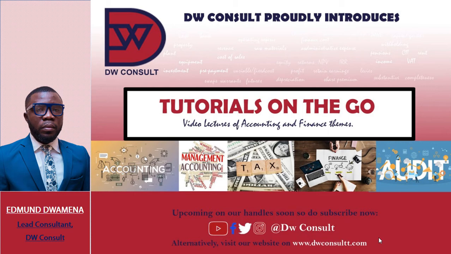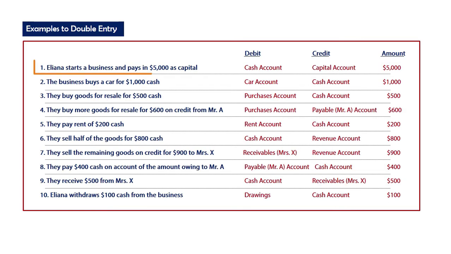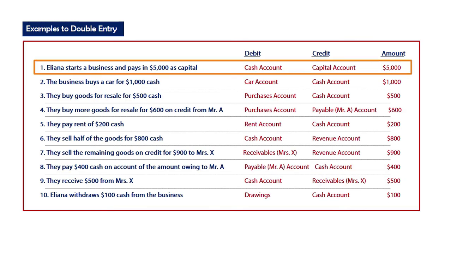We're going to be solving some examples, focusing especially on how to identify which account to debit and which to credit. Number 1, Eliana starts a business and pays in $5,000 as capital.